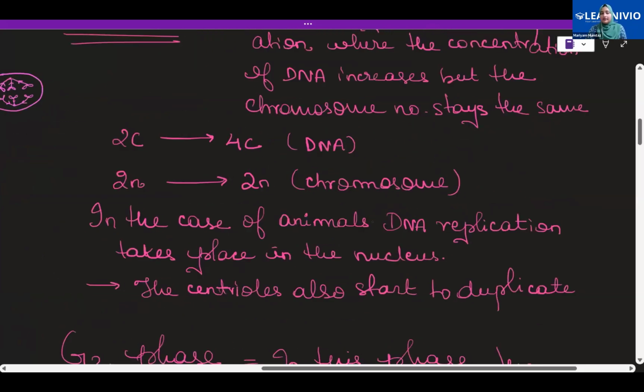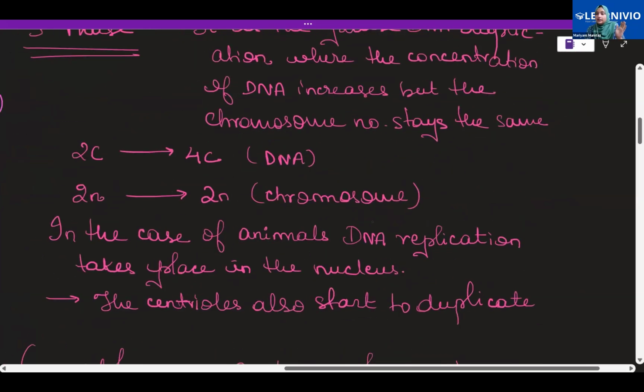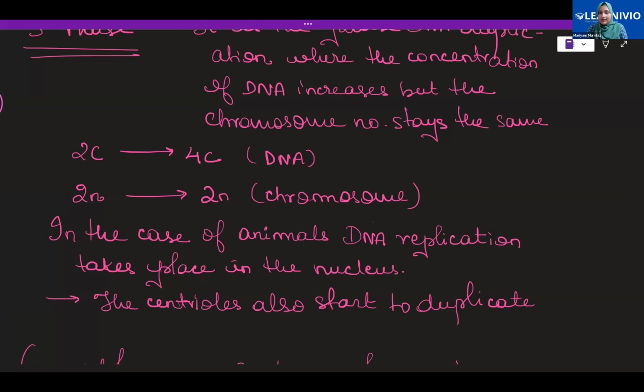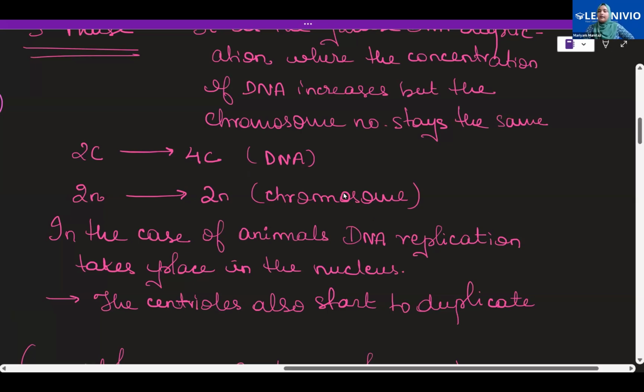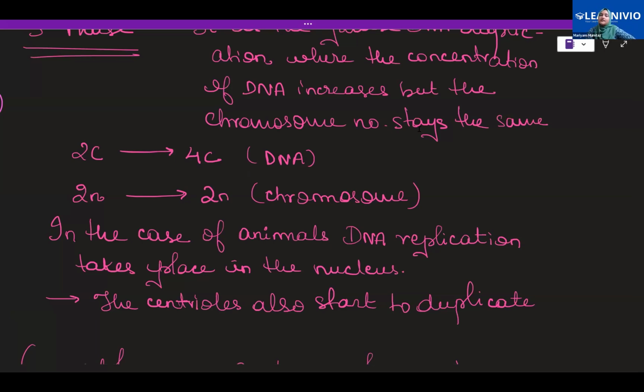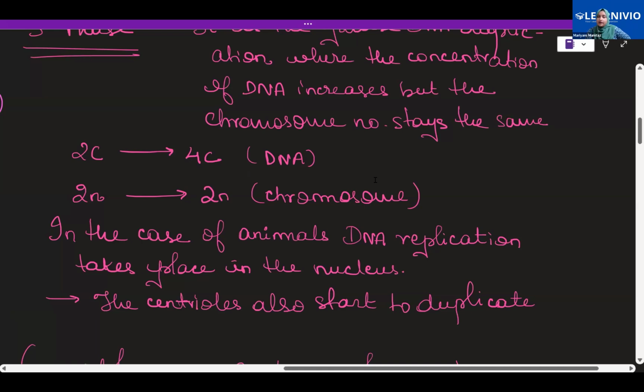So always remember, if initially the concentration of DNA was 2C, that is 2 times, then after the S phase, the concentration of the DNA would become 4C. Okay, but if before this process of the S phase, the chromosome was diploid, meaning 2 sets were there, so even after the S phase, the chromosome is still going to be diploid.